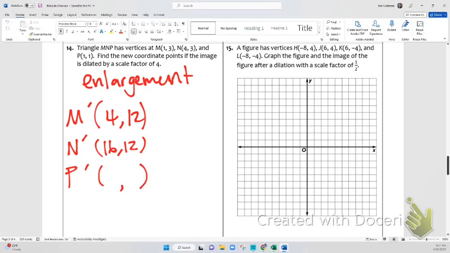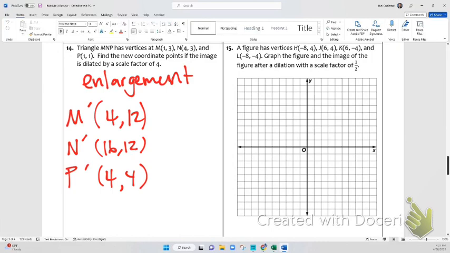And then for your p prime, this now becomes a 4 and a 4 here. For number 15, they want us to show that if something has a scale factor of 1/2, they want us to graph it after that dilation. So the first thing I'm going to do is graph the coordinate points that were given, because it says graph the figure and the image, so we need to graph both of them.